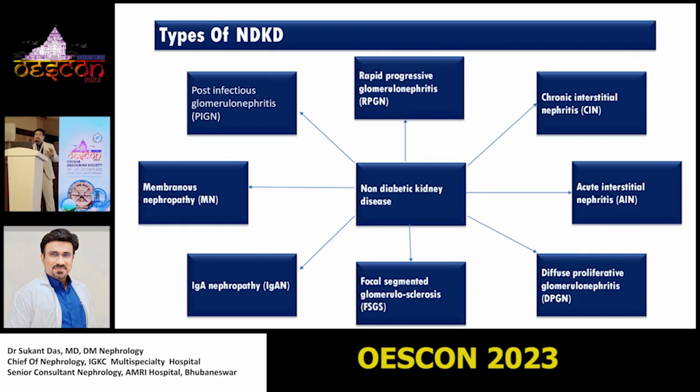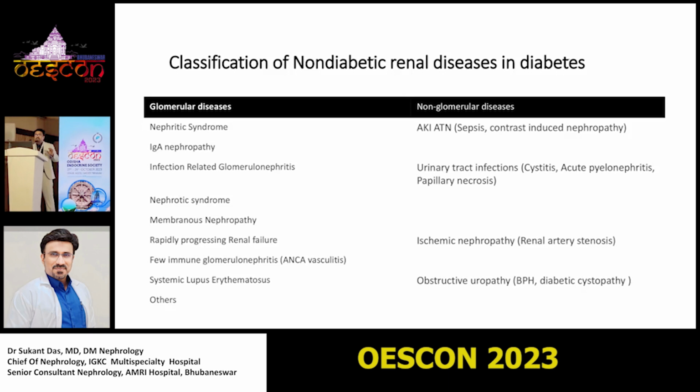Whether it's glomerular disease such as post-infectious glomerulonephritis, IgA nephropathy, membranous nephropathy, focal segmental glomerulosclerosis, diffuse proliferative glomerulonephritis, or sometimes rapidly progressive glomerulonephritis, all these kinds of glomerular diseases can be found in a patient with diabetes, but not as diabetic kidney disease. Similarly, we can have non-diabetic and non-glomerular diseases such as acute tubular necrosis, acute tubulointerstitial nephritis, and of course, another important aspect is the increased incidence of urinary tract infection, ischemic nephropathy, and obstructive uropathy.